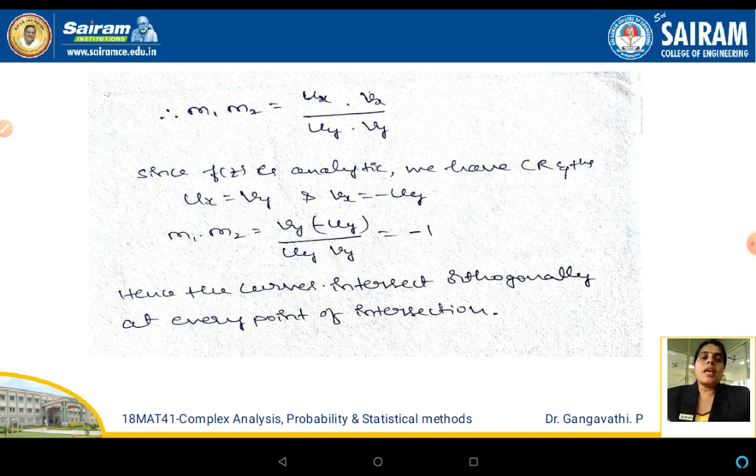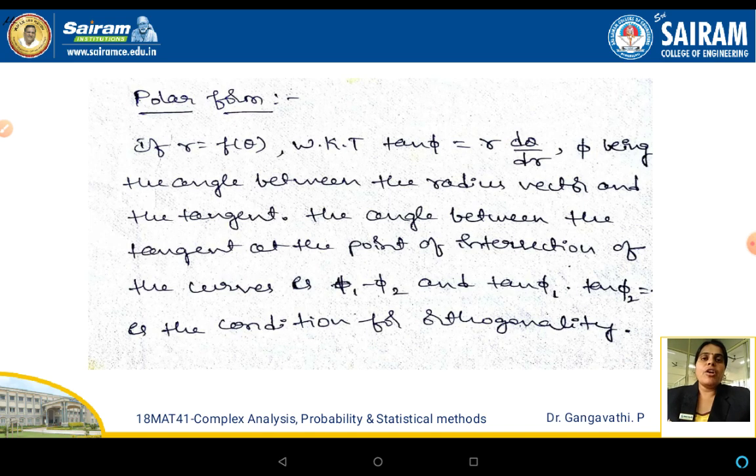So this is the proof of the orthogonal property of a function f of z with the family of curves u of xy is equal to c1 and v of xy is equal to c2. And whatever we have proved till now was in the Cartesian form. So the same result, let us see in polar form also, how that is satisfied.